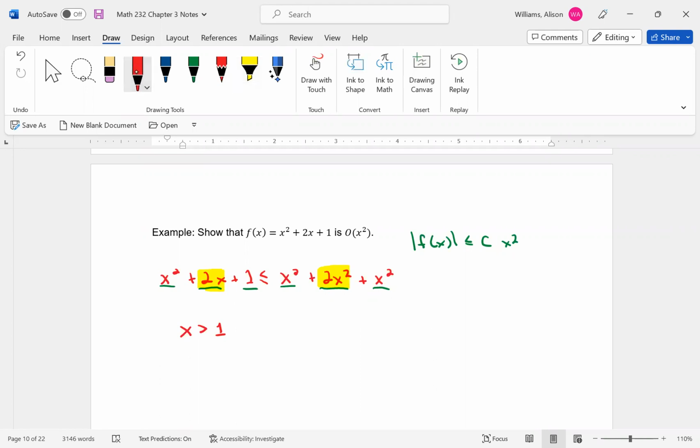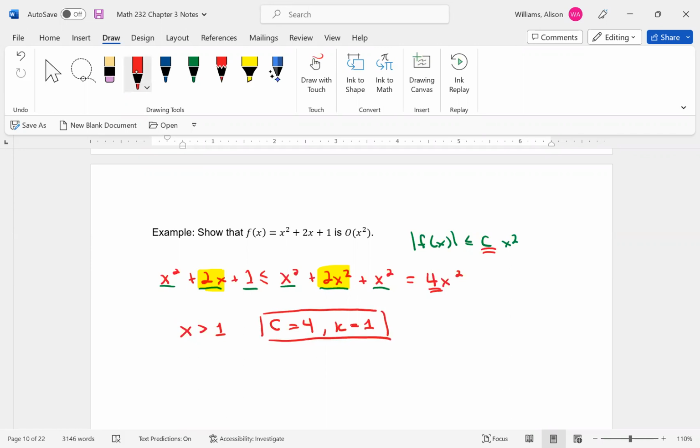Now this happens to equal 4x squared. And that's it. That's our constant. So we just found our constant. That's 4. So C needs to be 4 at least. And K needs to be 1. That's the magic x value that makes this thing hold. So there are our witnesses.